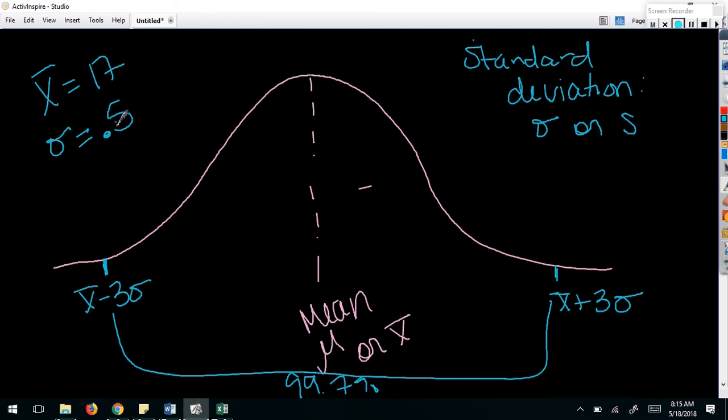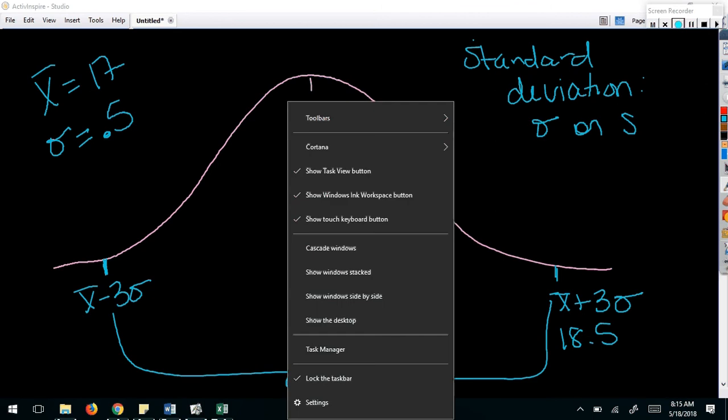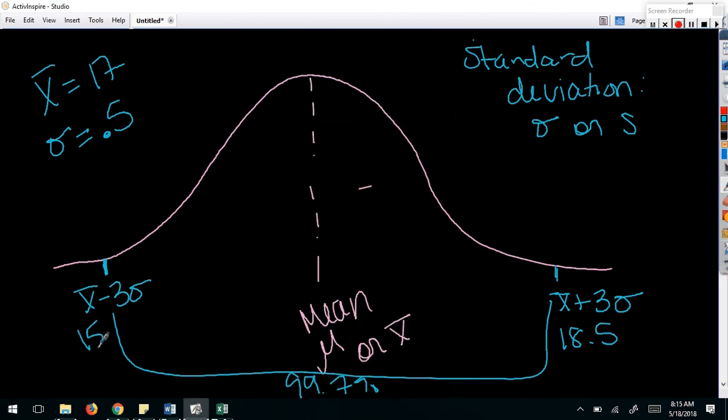From that, you would say, well, that means that 99.7% of the teenagers in the U.S. get their license between, if I add 3 of those sigmas, what do I get? 18.5. How about if I subtract 3 of those? 15.5. This is not a realistic set. I just wanted you to see. That would mean that 99.7% of those teenagers in the United States got their license between 15 and a half years old and 18 and a half years old, okay?